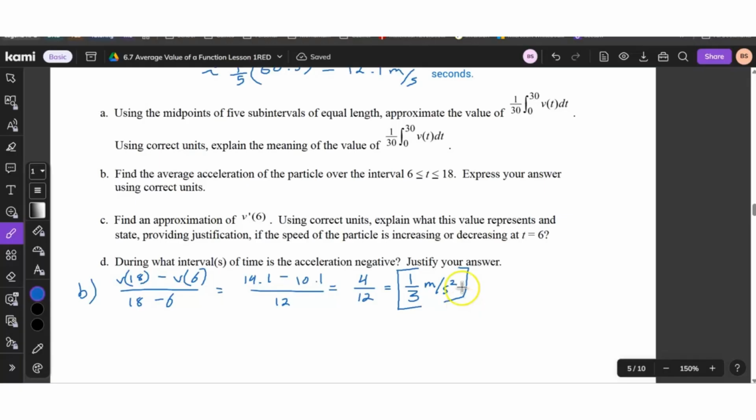All right. Do I need to explain what it means? Express your answer using correct units. That's the thing. Okay, we're good this time.